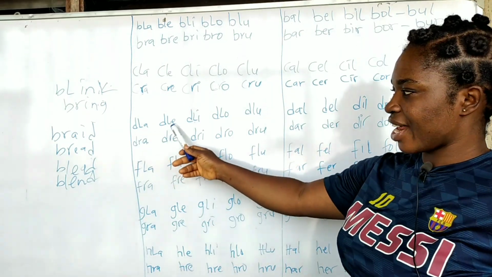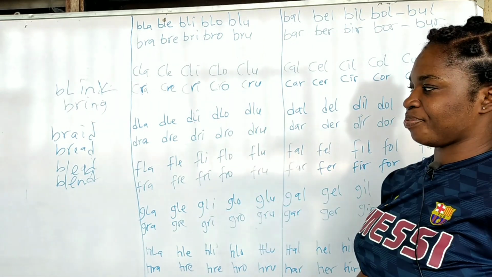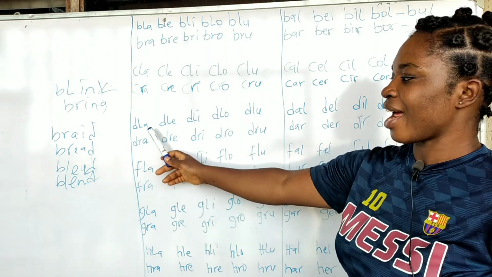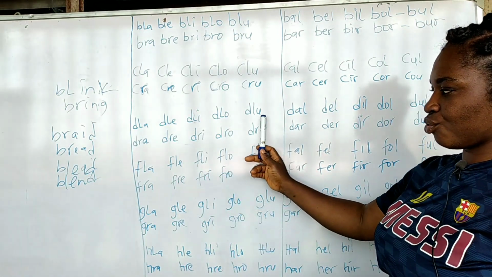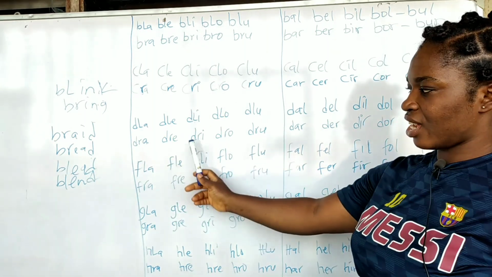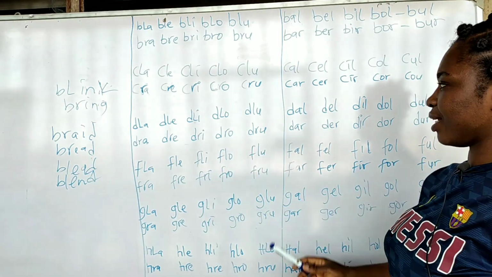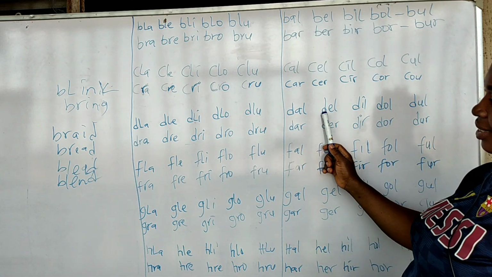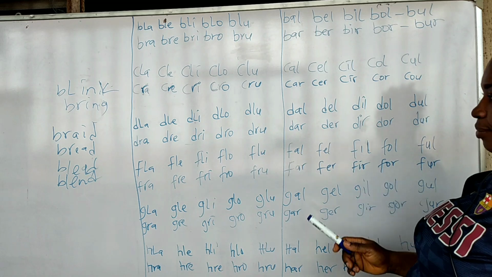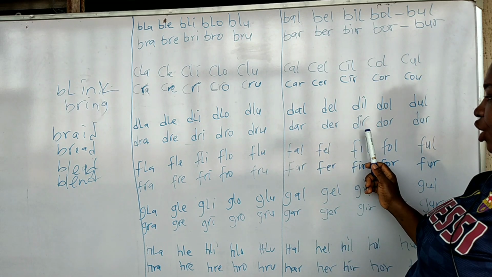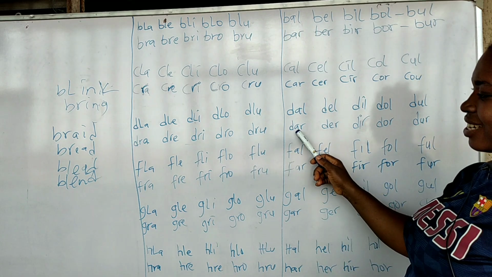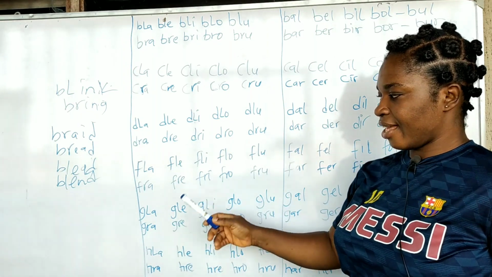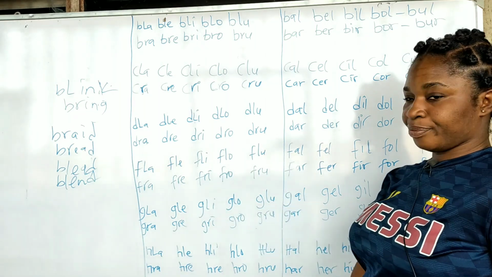Dra, dre, dri, dro, dru. Dal, del, dil, dol, dul. Da, de, di, do, du. Fla, fle, fli, flo, flu.